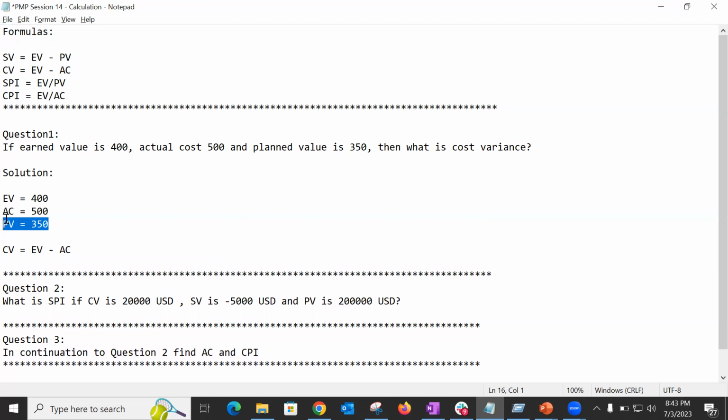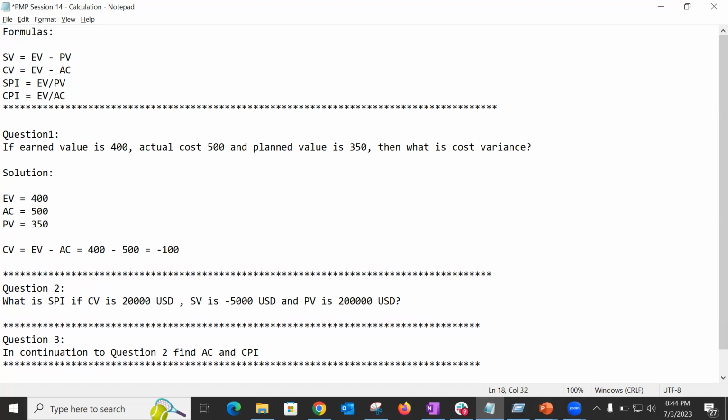Okay, so the straightforward way is to write down what you have got in the question, like what I did in front of you right now, EV, AC, and the PV, and then write down the formula as well. Probably in the exam you don't have to write down the formula, because by that time you are so efficient in knowing that you will be directly doing the subtraction, right? So EV minus AC, which means that EV is 400 here, and AC is 500 here, right? And that means that your answer is minus 100, right?